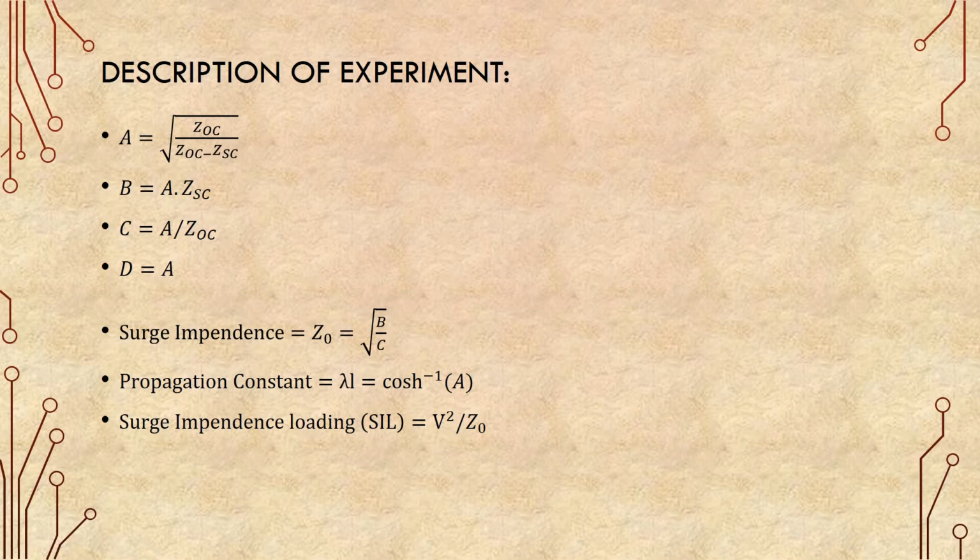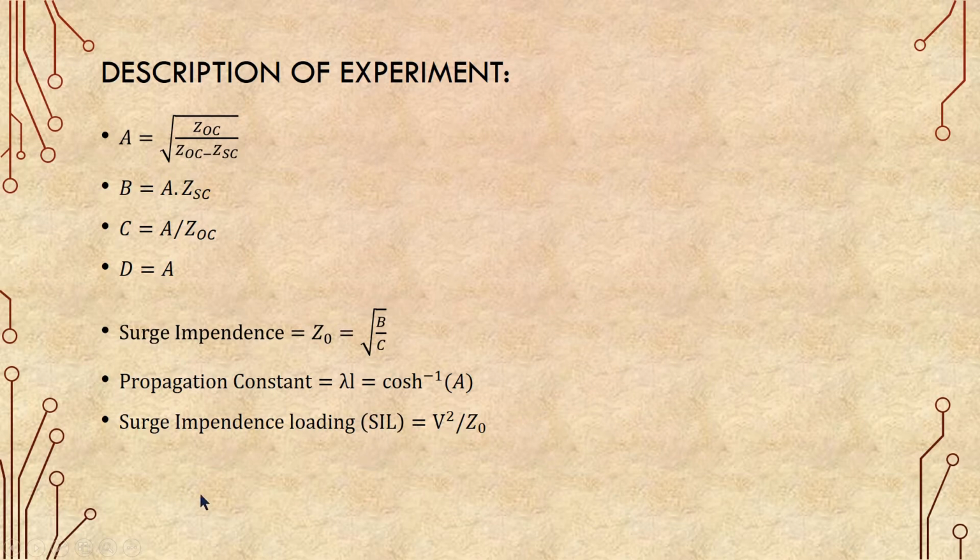Then we will get the surge impedance loading, which is nothing but V square by Z0. Surge impedance loading will be V square by Z0. So once we know Z0, we are able to get surge impedance loading. And the important factor we have to see, that's why you have to calculate surge impedance loading. The unit of surge impedance loading will be watt.